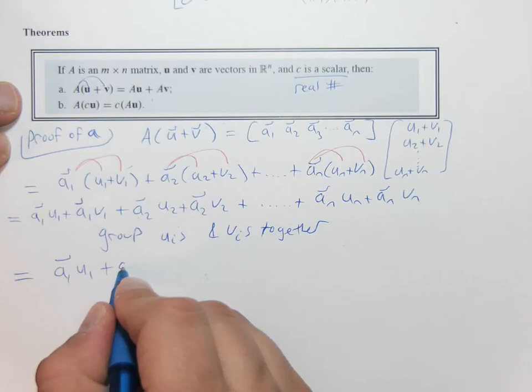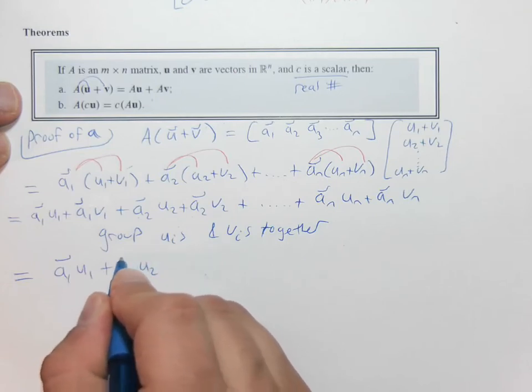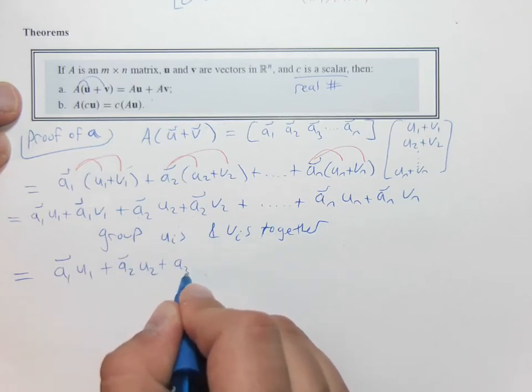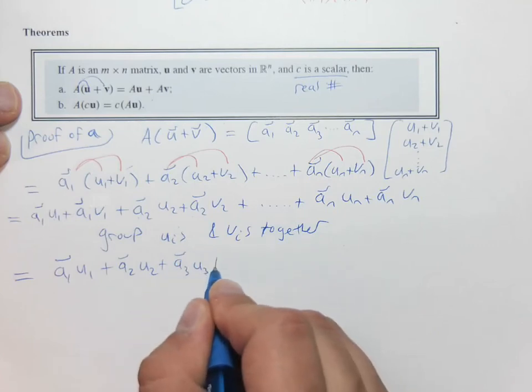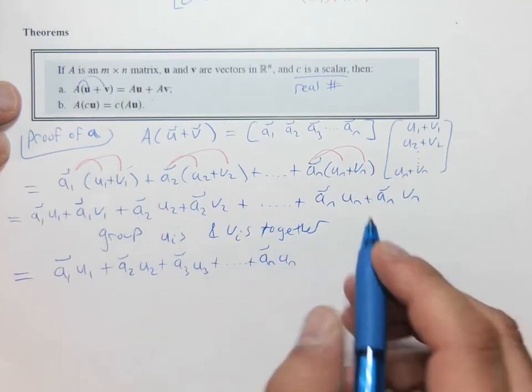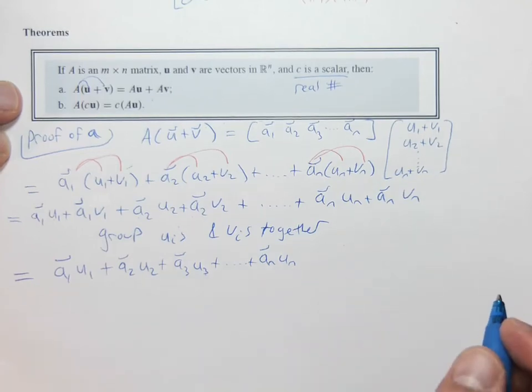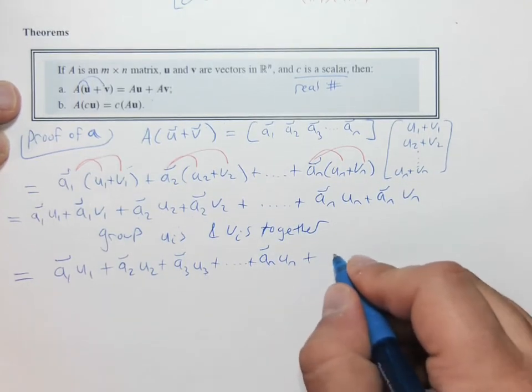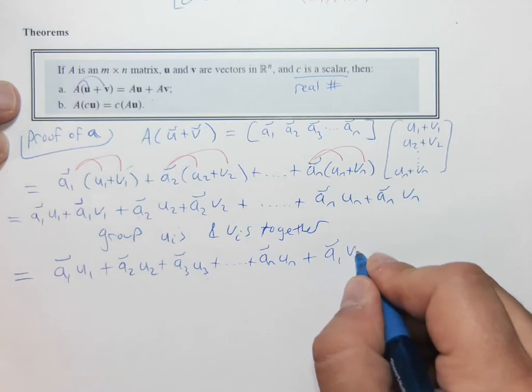So u1, a2, u2, a3, u3. So here I am grouping the u's. Then I'm going to group the v's. I'm going to do the exact same thing.